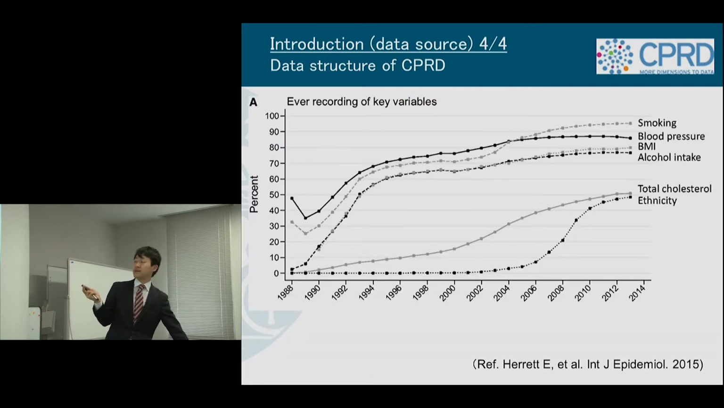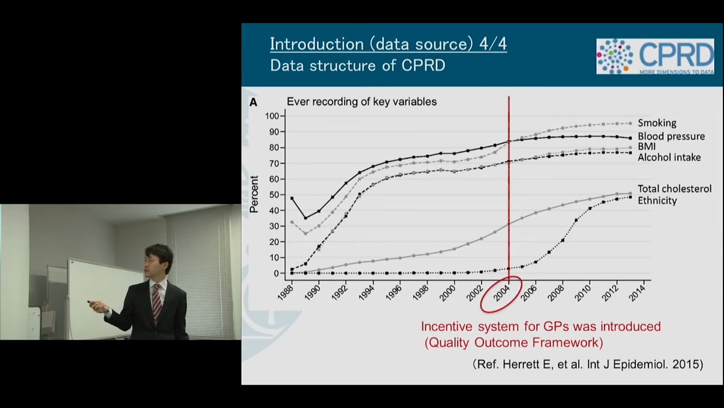And another strength of CPRD may be it has a range of lifestyle-related factors and vital signs and blood tests. But the data is not for everyone. So even after 2004, the smoking was recorded for 95%, while blood pressure, BMI, alcohol were recorded for lower proportion of patients. And total cholesterol, like blood test, is even lower. So how to deal with missing data may be more important and difficult. Although I don't have time to talk about missing data today.